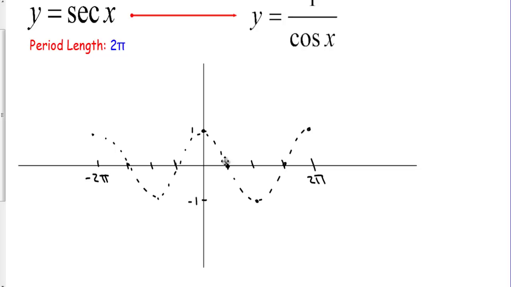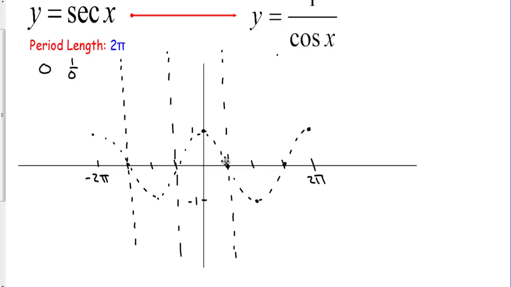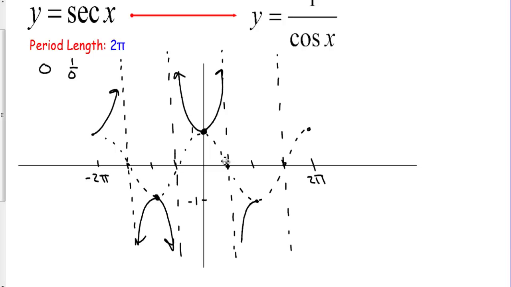And since secant is the reciprocal of cosine, wherever cosine is 0, secant is going to be 1 over 0, or undefined. And that means we're going to have a vertical asymptote. So anywhere cosine is 0, we have vertical asymptotes. And then the reciprocal of negative 1 is negative 1, and the reciprocal of 1 is 1, so they're going to have those points in common. And then to finish out the graph, we're just going to turn cosine upside down in between the vertical asymptotes.